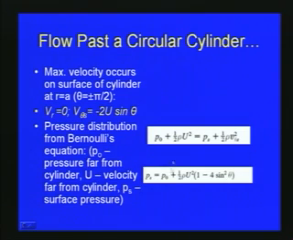So, we can obtain P s is equal to P 0 plus half rho u square into 1 minus 4 sin square theta. With respect to the definition, we have already defined V theta is equal to minus 2 u sin theta. So, the surface pressure of this cylinder P s is equal to P 0 plus half rho u square into 1 minus 4 sin square theta.